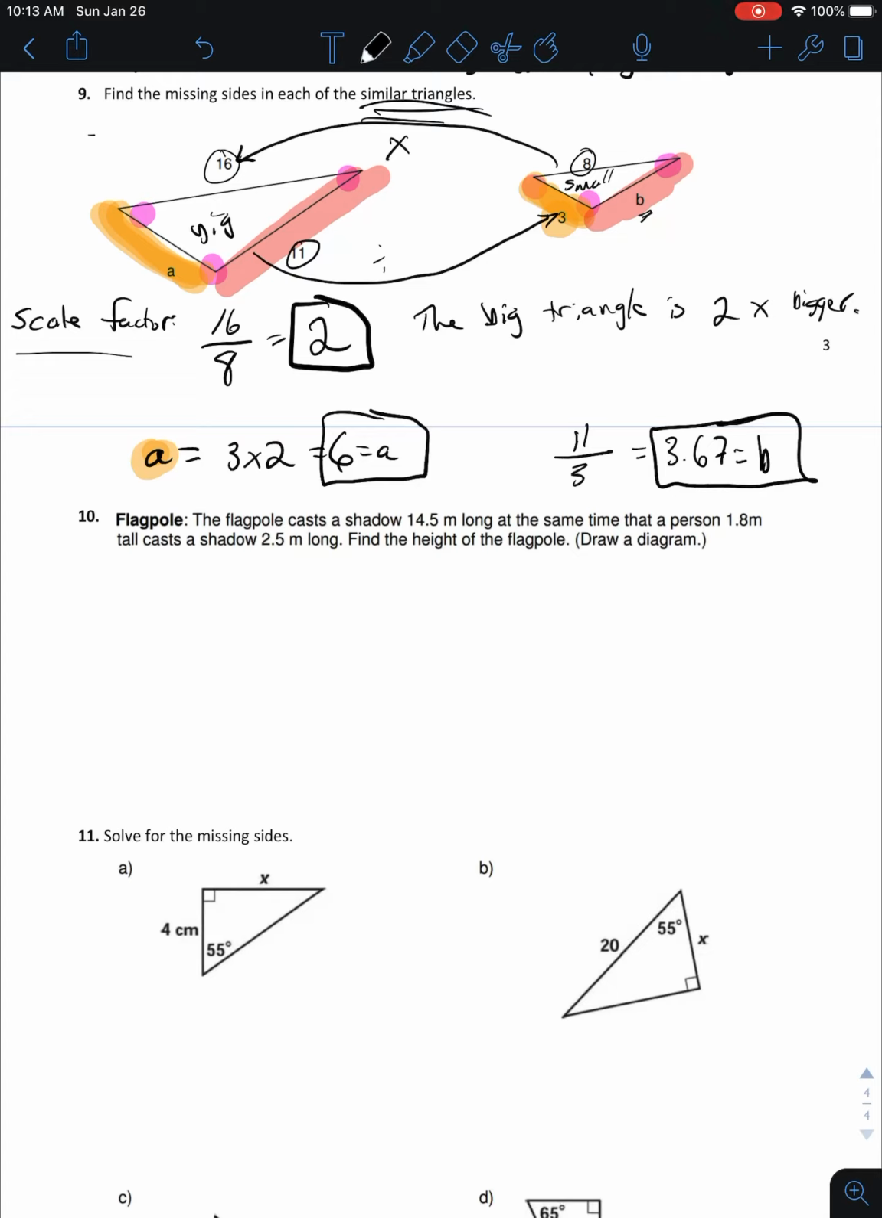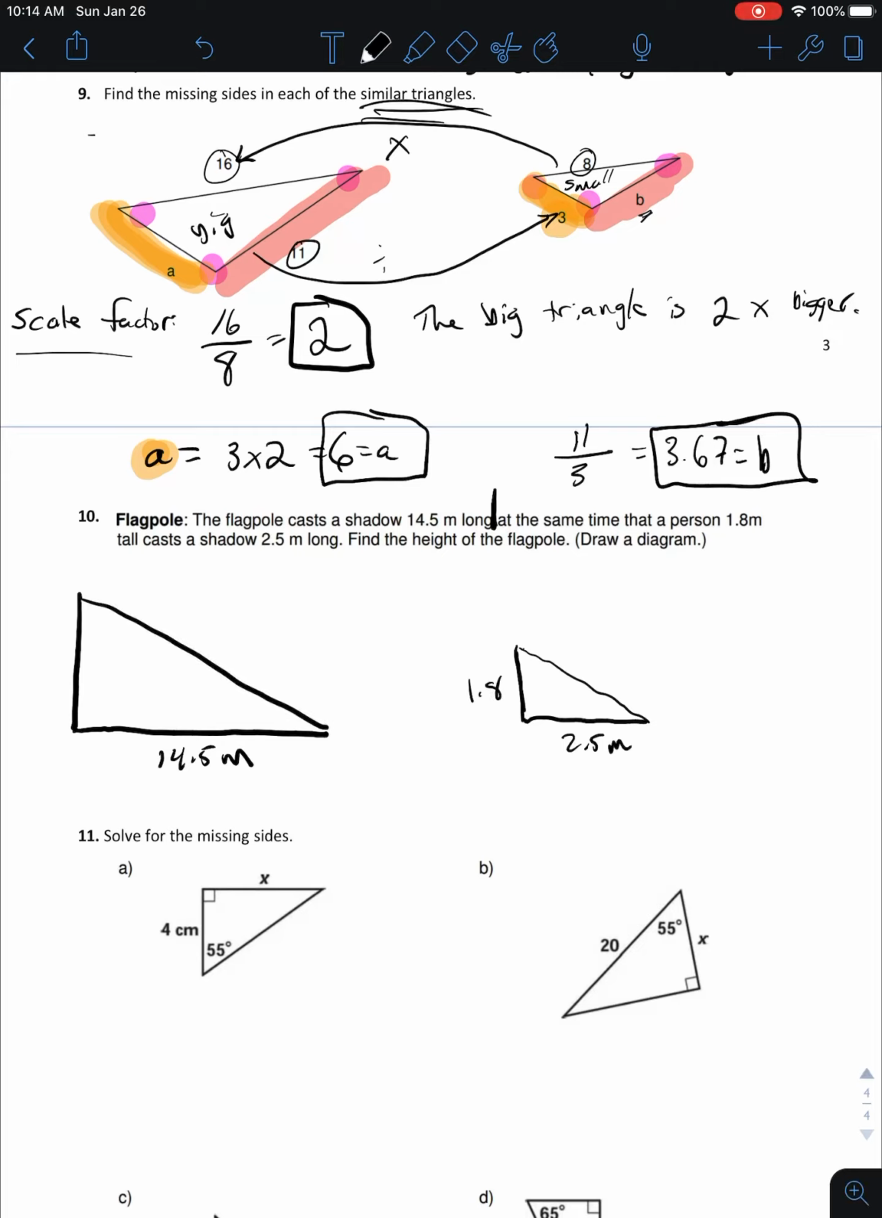So I'm going to go down here to number 10, and a flagpole casts a shadow of 14.5 meters long. Let's draw the picture for that scenario right there. So we have this flagpole, right, and it casts a shadow on the ground, 14.5 meters long. Okay, let's continue reading. At the same time, a person is 1.8 meters tall, right? So we got this person 1.8 meters tall, and they cast a shadow 2.5 meters long, right?